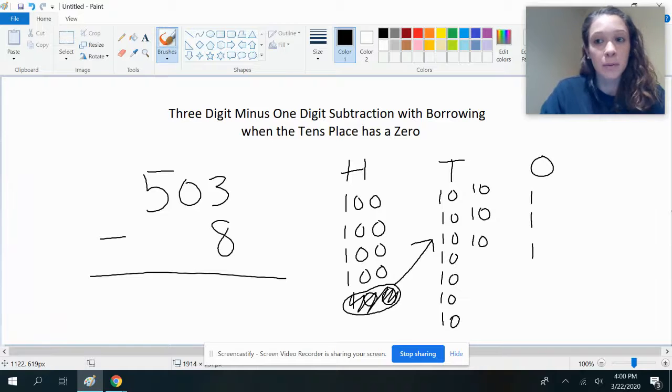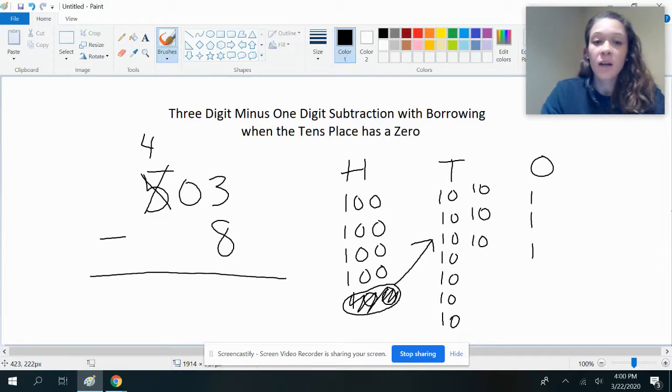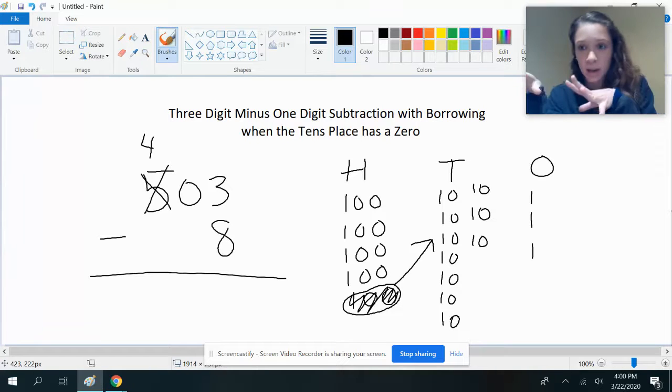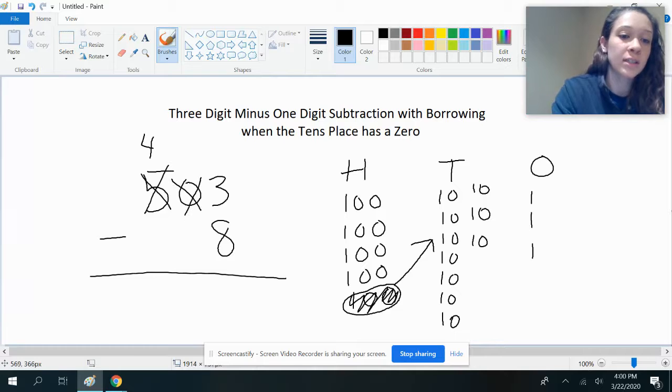Okay. Now remember, before you do any more borrowing, so whenever you do any borrowing at all, you need to stop and show it on your numbers before you move forward. So let's now write how many hundreds I have left. 1, 2, 3, 4. I only have 4 hundreds left, so I'm going to cross out the 5, make it a 4. Remember, I started with 0 10s, and then I took 100 and brought it to the 10s, so now I have 10 10s. So I'll cross out this 0, and I'll make it a 10.